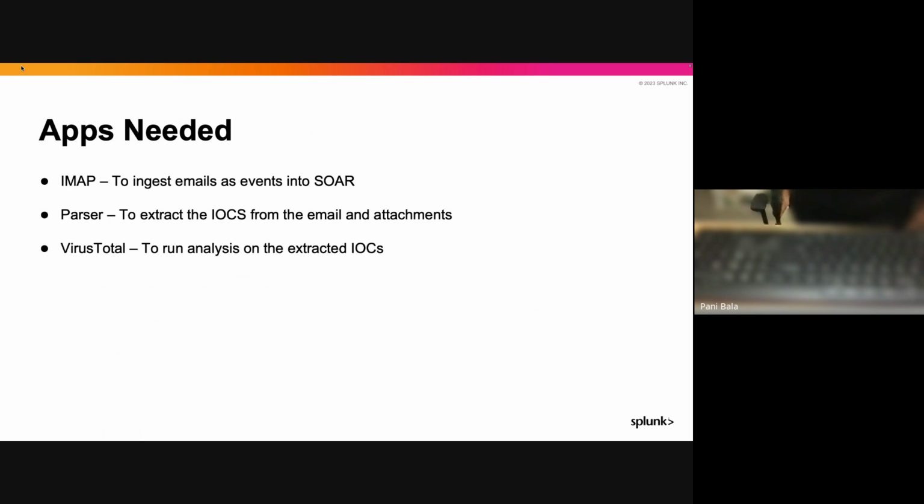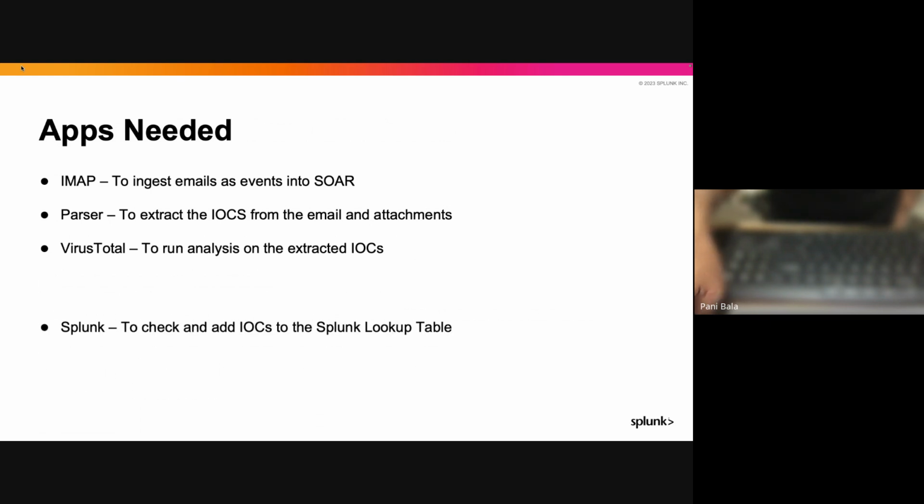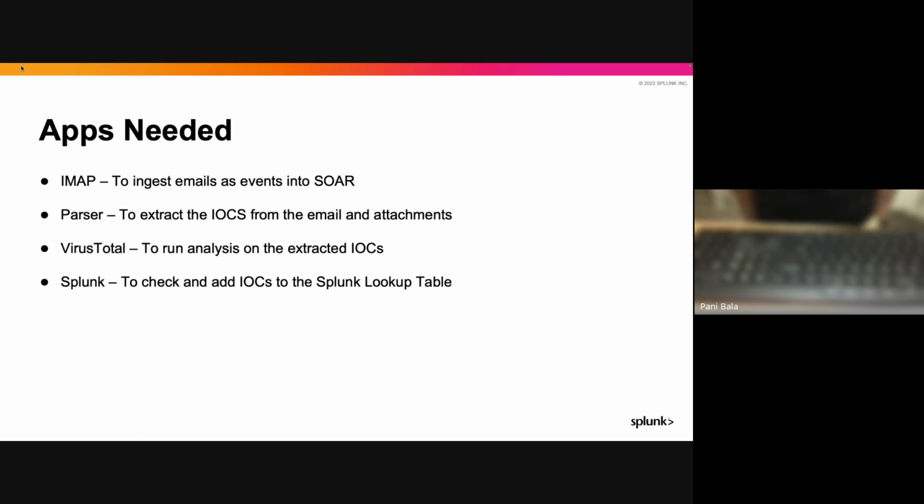Third is VirusTotal. I'm using VirusTotal for threat analysis because it's a free product. For the demo, we should be able to do it, and we can run a threat check against an IP, domain, URL, or file hashes, anything, with limited numbers using this product. Fourth is Splunk, to check and add IOCs to the Splunk lookup table, where we can search in the lookup table if the domain is there. If not, go and add it. For that, we need Splunk.